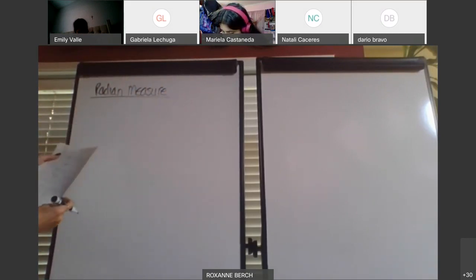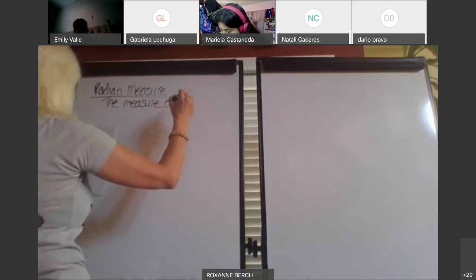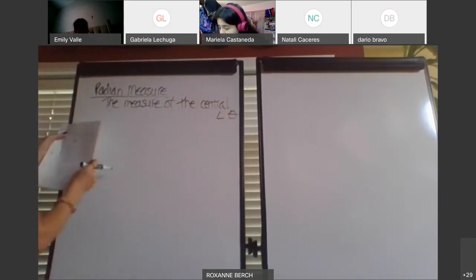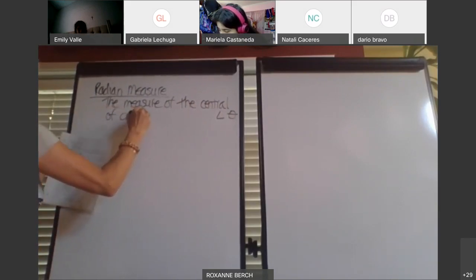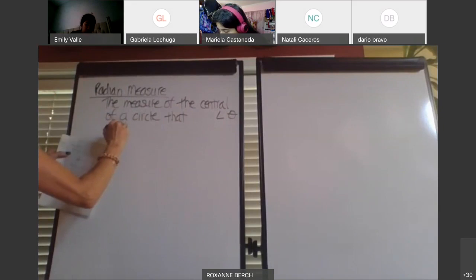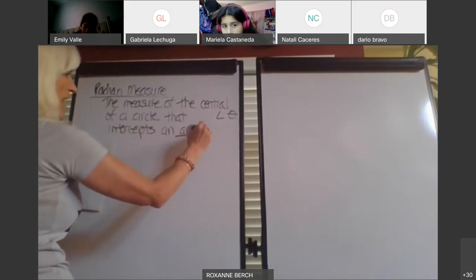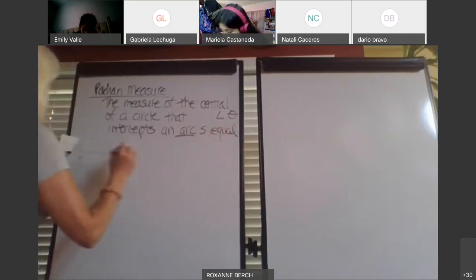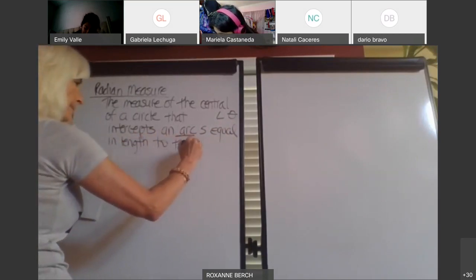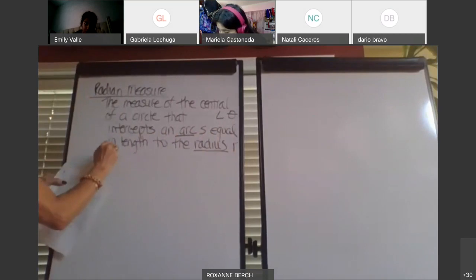Okay, by definition, it's a very formal definition: the measure of the central angle theta of a circle that intercepts an arc, and we're going to call that S, that is equal in length to the radius R of the circle.